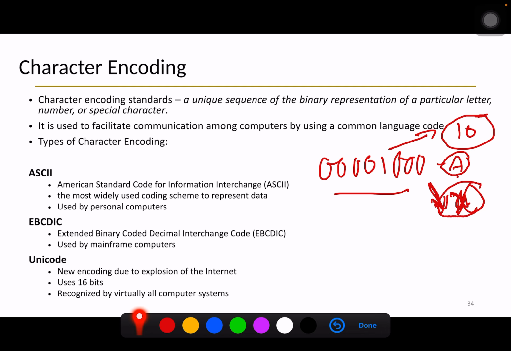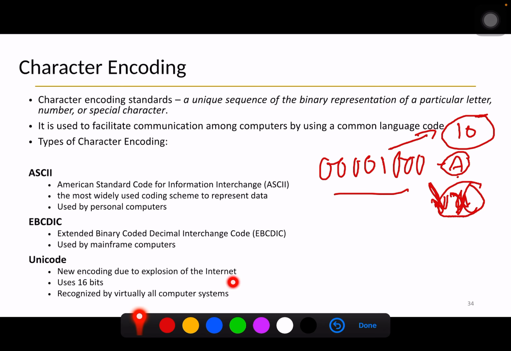Alright, so what is ASCII? ASCII stands for American Standard Code for Information Interchange. It is the most widely used coding scheme and is used by personal computers. You can read this on your own. EBCDIC is used by mainframe computers. Unicode is used by computer systems, so it is widely used. Why does Unicode exist? Because of the explosion of the internet.